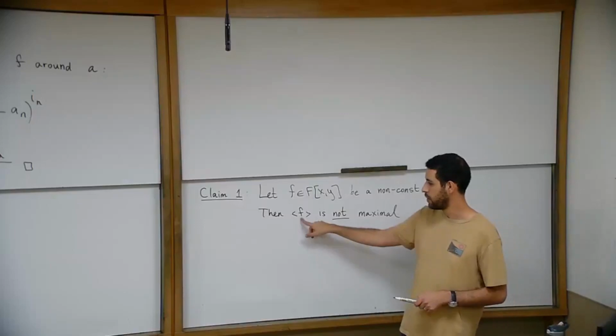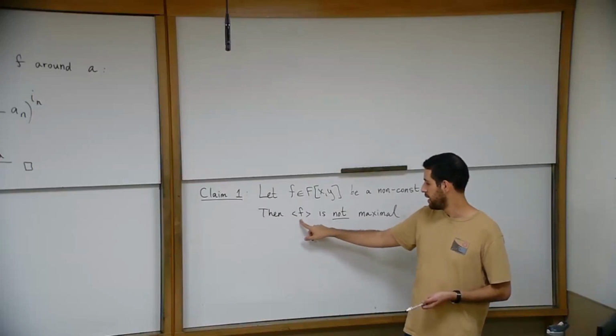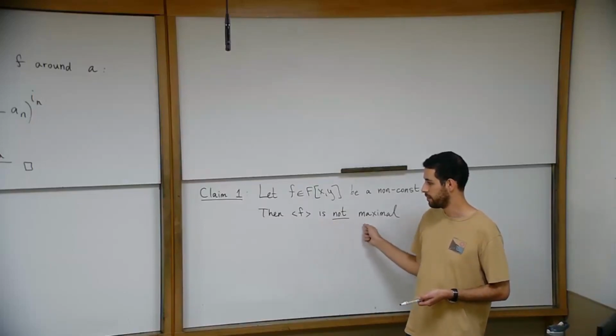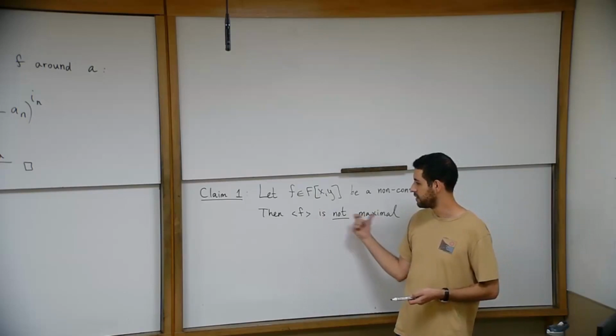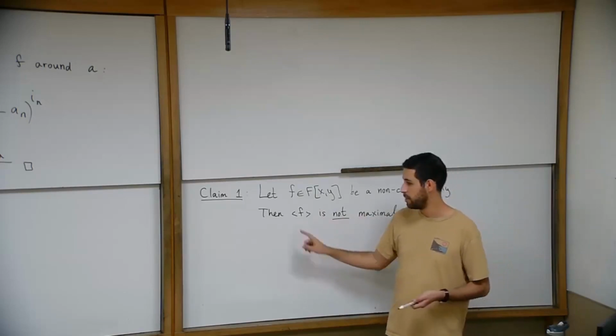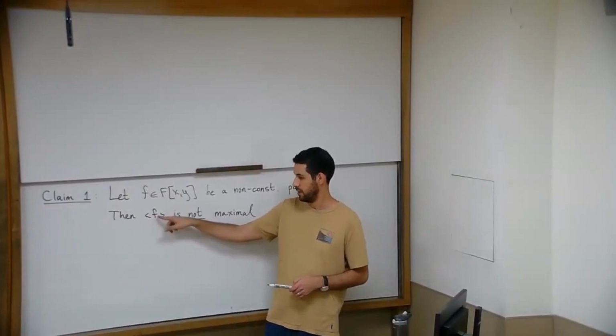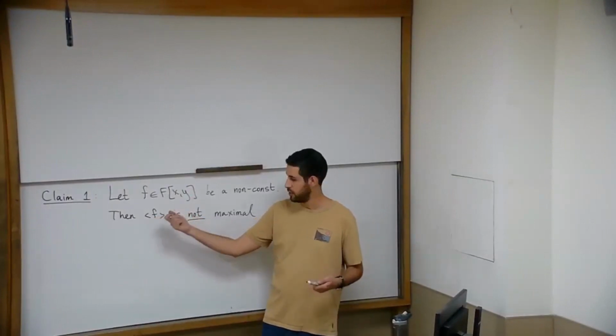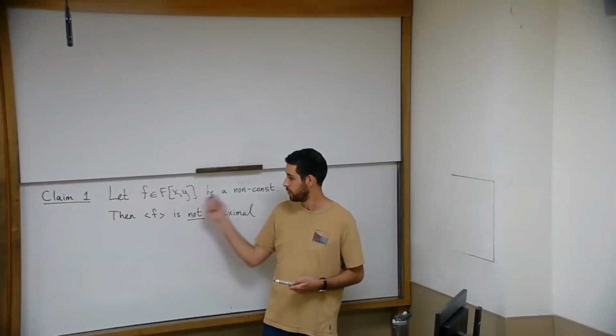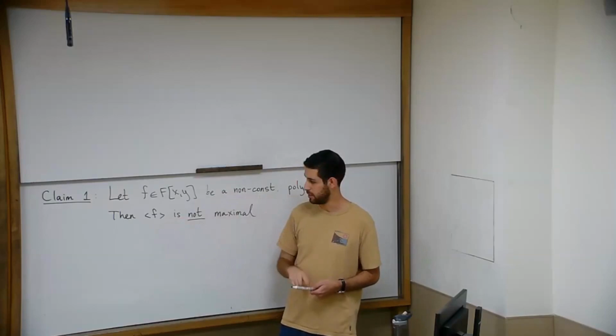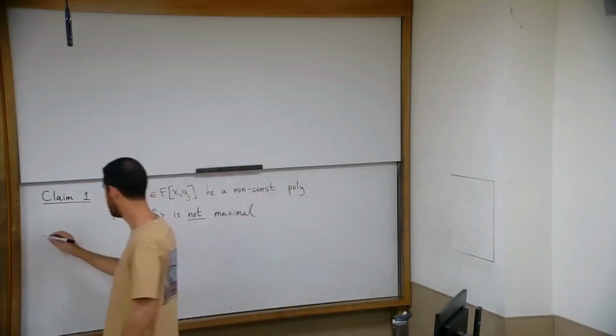Then the first step is to show that the ideal that is generated by F is not maximal. In other words, maximal ideals are not principal. So our first step will be to show that an ideal that is generated by a single non-constant polynomial cannot be maximal. So, proof.